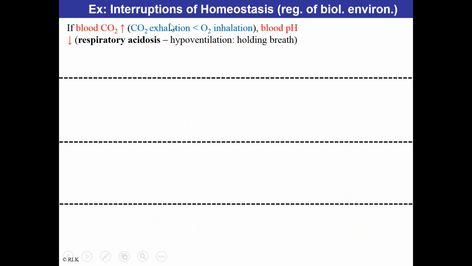Now, let's talk about that. What happens if you interrupt that? So interruptions of homeostasis, meaning the regulation of the biological environment. If blood carbon dioxide level happens to increase, blood pH is going to decrease. What is this called? Respiratory acidosis. So this is where you don't breathe out enough CO2 relative to your O2 inhalation. This would be an example of holding your breath. So if you were to hold your breath for 5 seconds and then open up, breathe in for 1 second, and then hold your breath again for 5 seconds, this is basically a form of hypoventilation, and you would actually create respiratory acidosis in your body, okay?